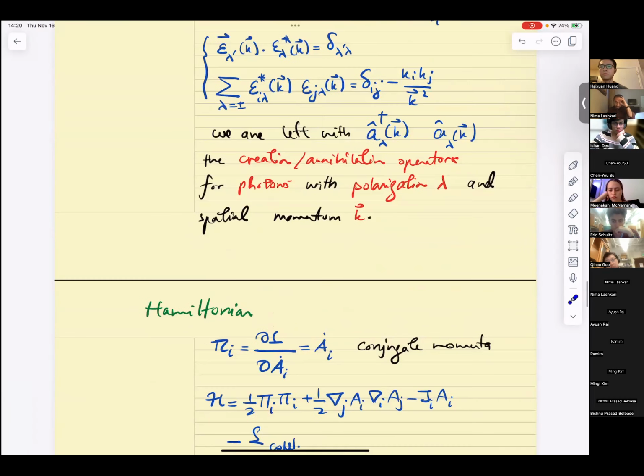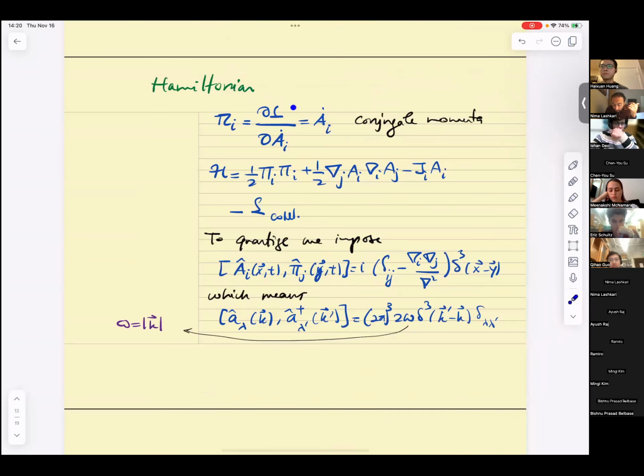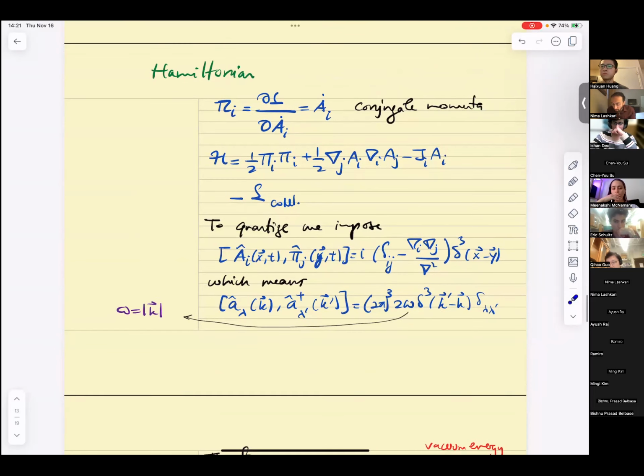So to do quantization, all you need to do is, well, you look at the Hamiltonian, right? So you take the Lagrangian with respect to A_i dot, so that's your canonical conjugate. So your Hamiltonian is half momentum squared plus del_j A_i del_i A_j minus J_i A_i, and then there's a Coulomb term. Forget about the Coulomb term for now. It's just going to shift the vacuum energy. That's all it's going to do. So to quantize, what we want is to put the canonical commutation relation between A as an operator and pi as an operator to be i. But of course, we want to make sure that everything is in this direction, perpendicular to k, right?